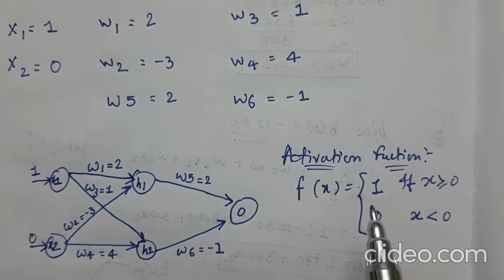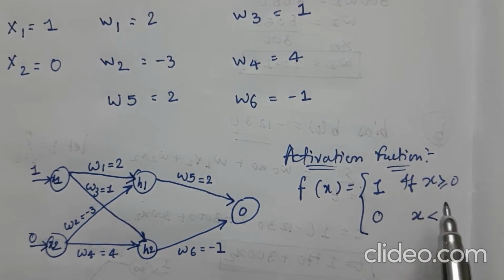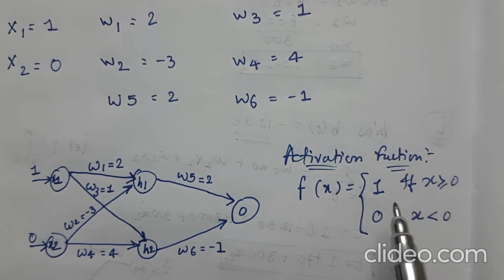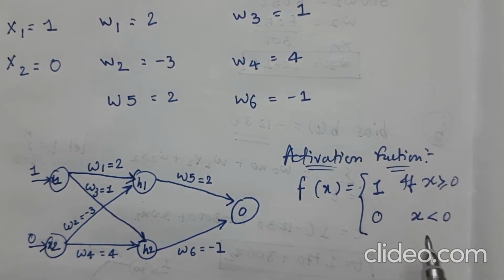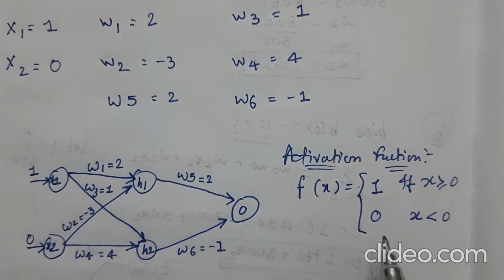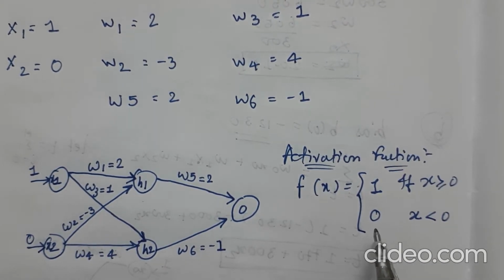The activation function is given to us. If x is greater than or equal to 0, we consider the value as 1. And if x is less than 0, then the activation function answer is considered as 0.